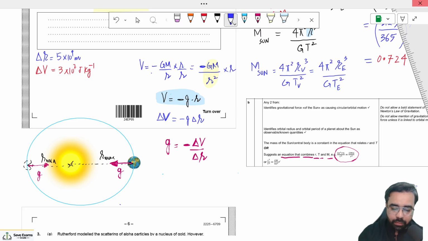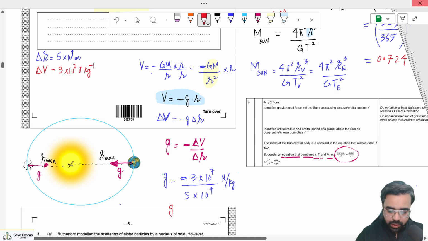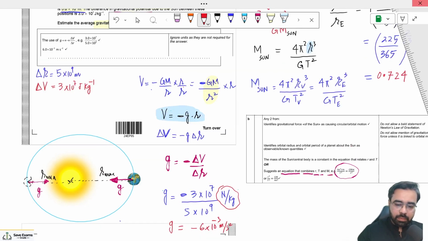Now we will simply apply the values here. We get g equal to negative 6 times 10 to the power negative 3 meters per second squared, or newtons per kg, which are basically the same thing, right? And let's see what the mark scheme says. The mark scheme says to apply this equation, but I have gone into much detail to explain the basic concepts and background knowledge very well, with the help of a diagram.